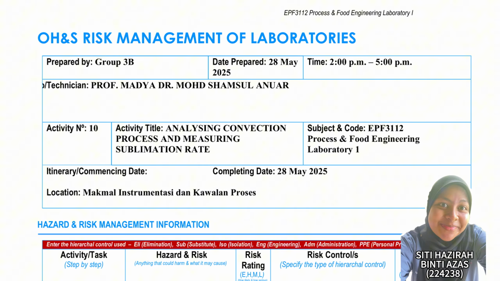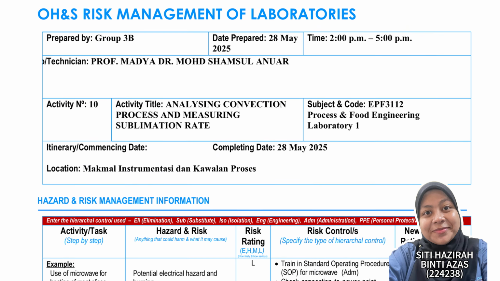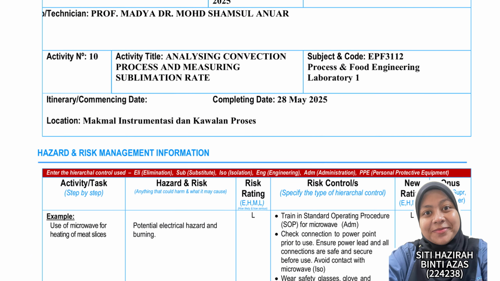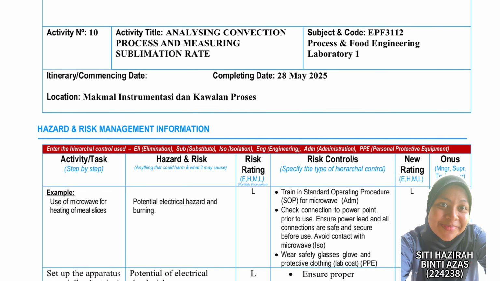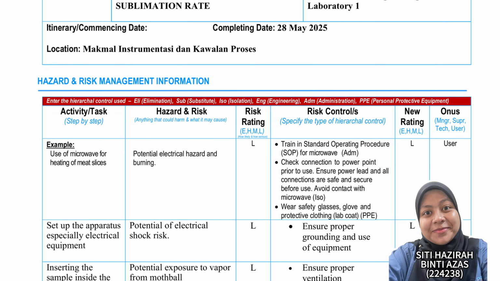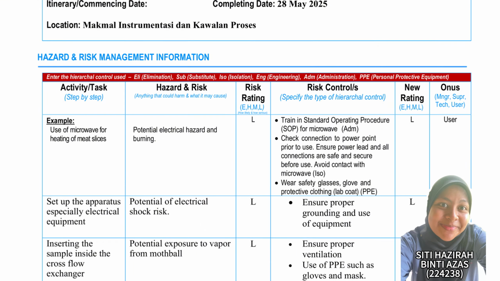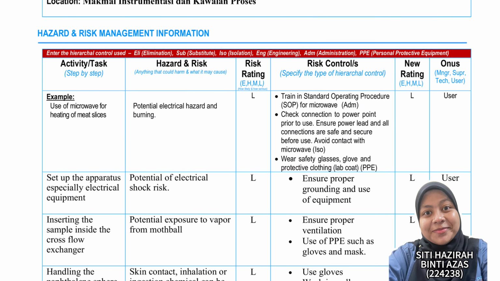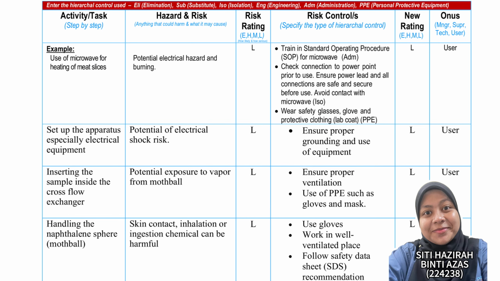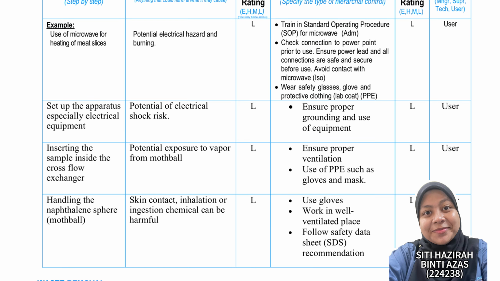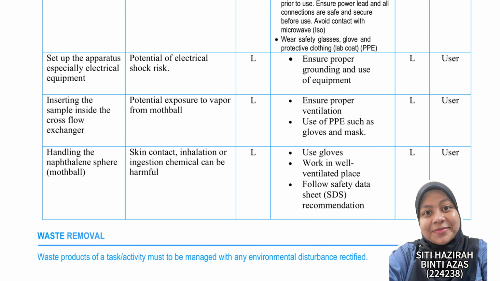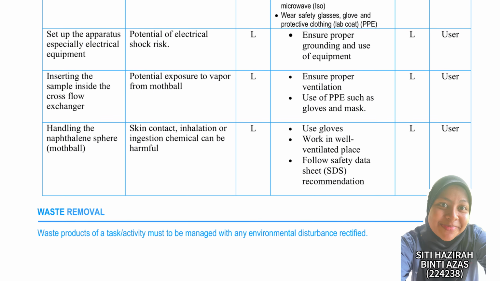Okay, after the lab is ended, we need to fill in the OSH form to evaluate the risk. We can find three activities. The first one is setting up the apparatus, especially the electrical equipment, where the risk is the potential of electrical shock. To control it, we need to ensure proper grounding. The second one is inserting the sample inside the cross-flow exchanger. The risk is potential exposure to vapor from mothball, and to control it, we need to ensure proper ventilation.